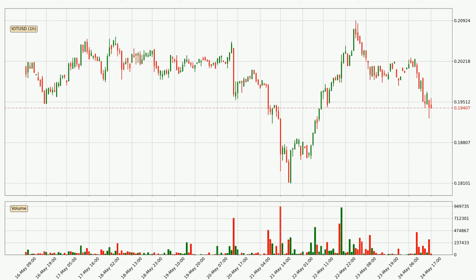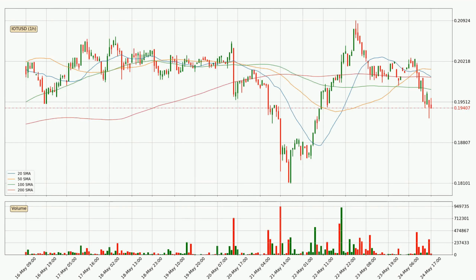Taking a look at the hourly time frame for IOTA, it can be seen that the price went down by around 2.7% in the last 24 hours, with a current price of 19.4 cents. The fact that the sellers are taking over can be deduced because the volume was high and the move was strong. Moving to the hourly simple moving averages, the price has crossed the 100 SMA downwards.